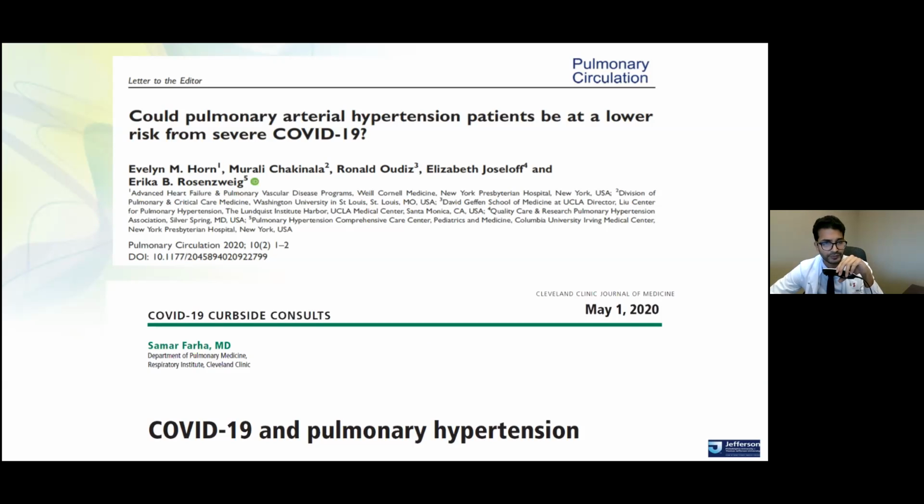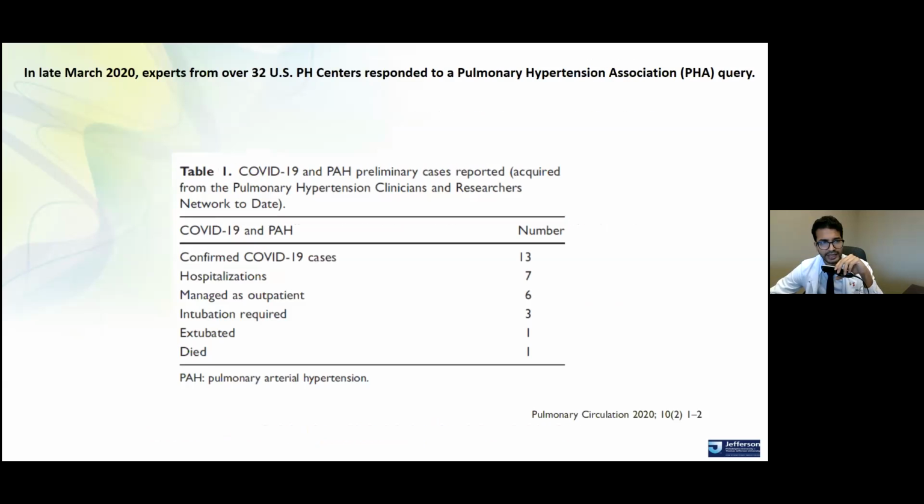Very early on, we realized, and a lot of this data also comes from New York, that it was not what we expected. And this is one of the more comprehensive analyses that we have on this group of patients. In late March 2020, when experts from over 32 US PH centers responded to a pulmonary hypertension query, they found only 13 patients with documented COVID-19 infection accompanying PAH. There was only one death in that subgroup.